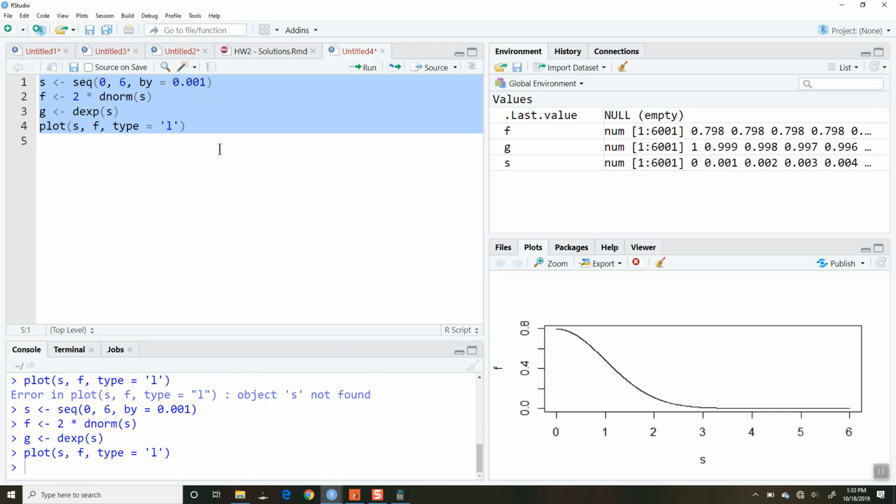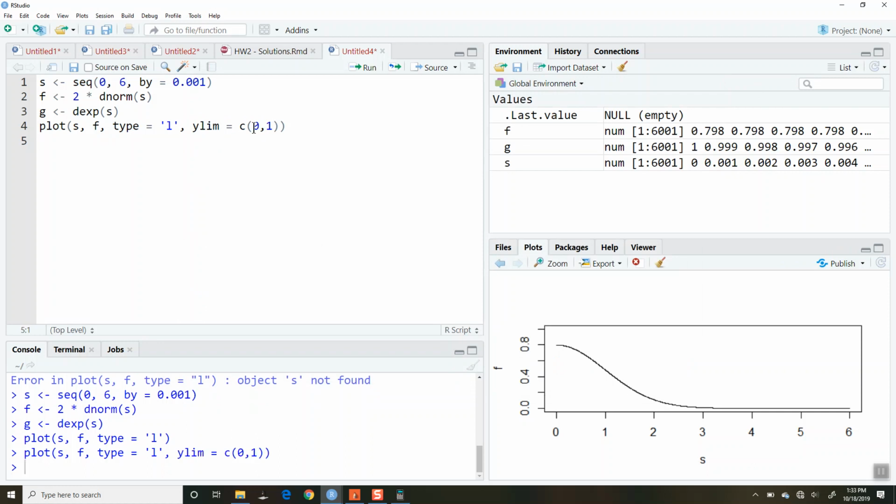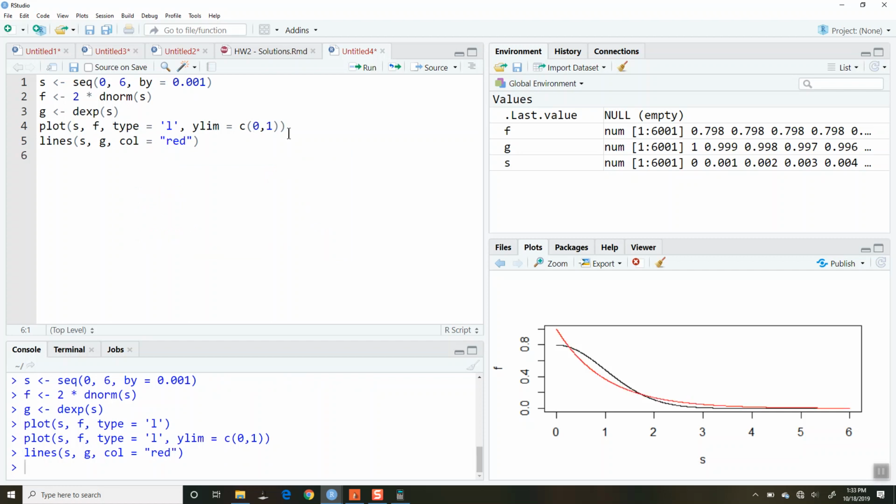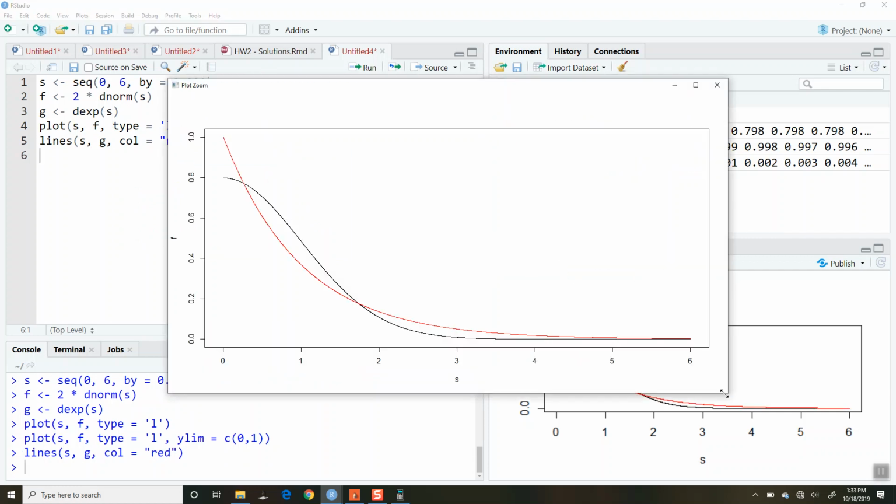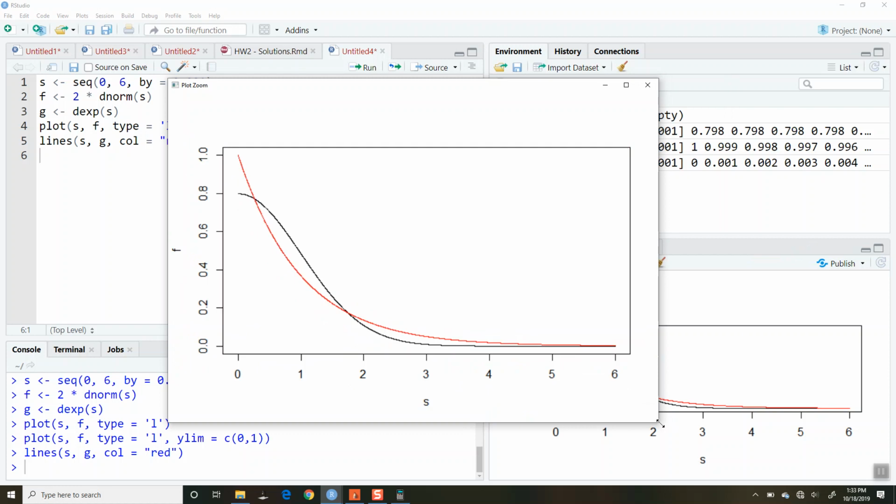Okay, so this is what we have here. This is our normal distribution. Let's do ylim equals 0 to 1. So we've got that, and then we'll add the lines for s and g in a different color. This is what I've been trying to draw, but it's hard. You know, the exponential is taller here but shorter here, and vice versa.